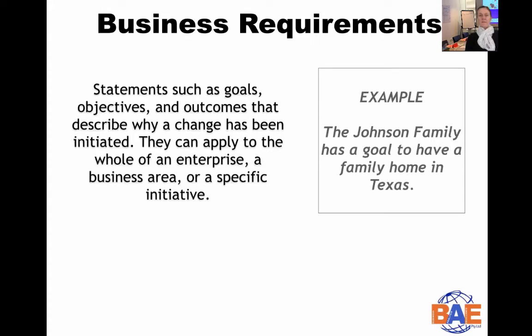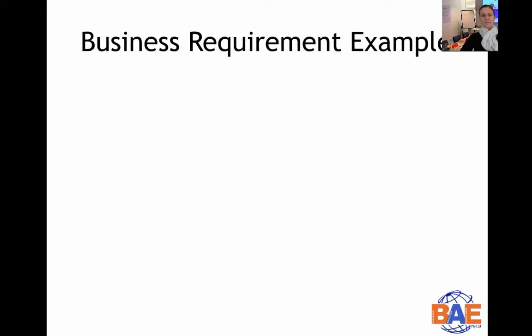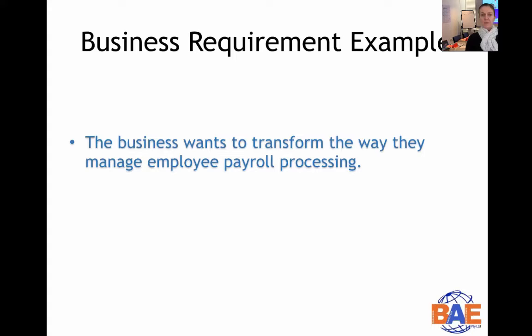So a business requirement is a statement such as a goal, objective, or an outcome that describes why a change is being initiated. It can be applied to the entire enterprise, a specific business area, or an initiative or project. In my metaphor, I tend to say that a business requirement is like the Johnson family that has a goal to have a family home in Texas. A business requirement in a more real practical scenario could be the business wants to transform the way they manage employee payroll processing. So it's quite a high-level goal.